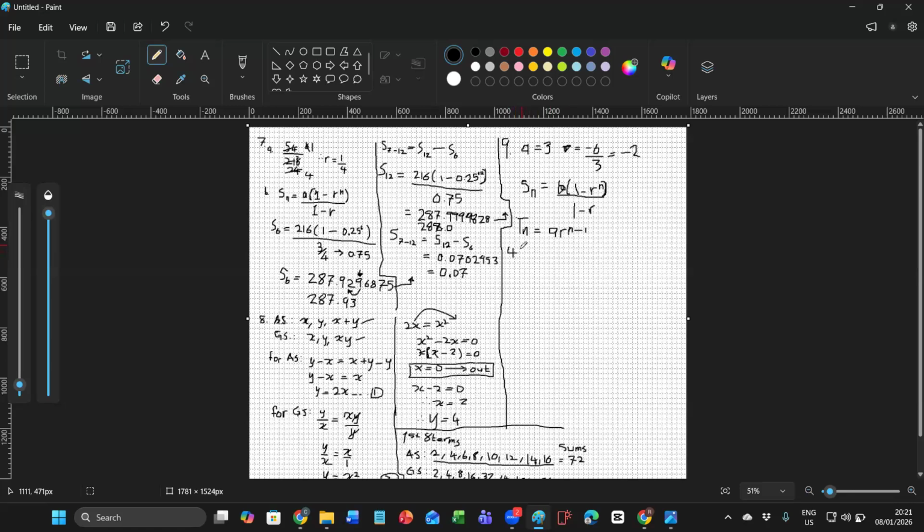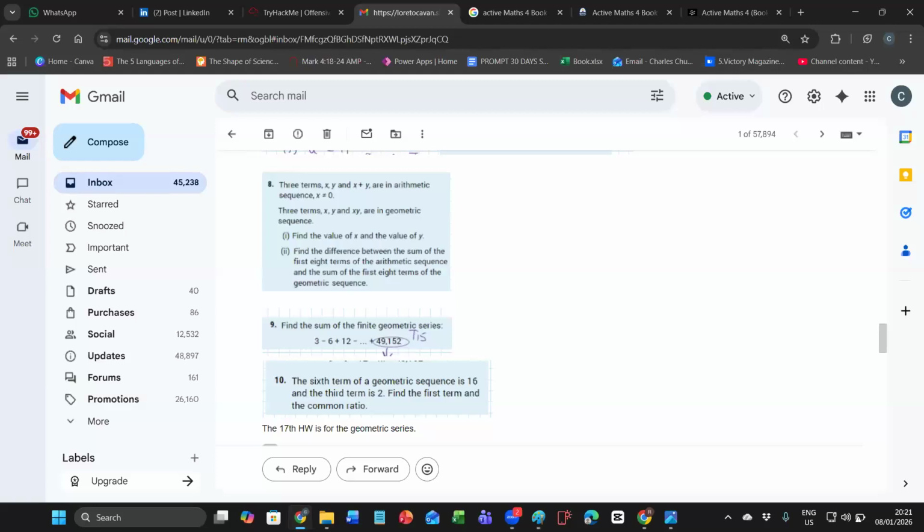49,000. If the thing goes off, don't leave. I'll just switch to my other computer. 49,100. You know what I'm trying to do now? I want to find out how many terms there are so that I'll know what to substitute in that Sn. Because right now I don't know what term it is. 49,152.